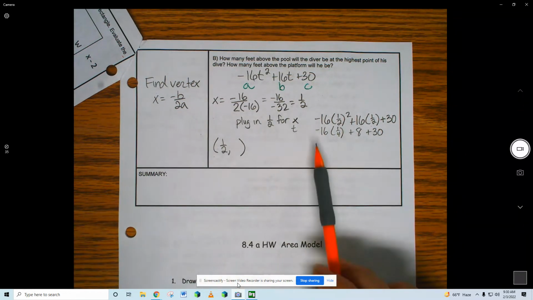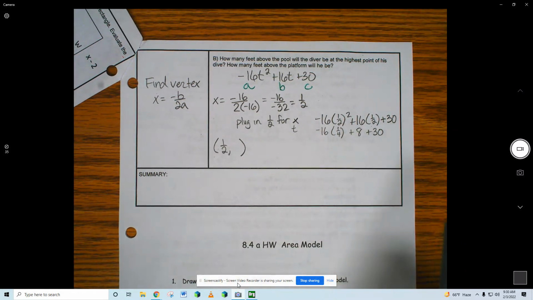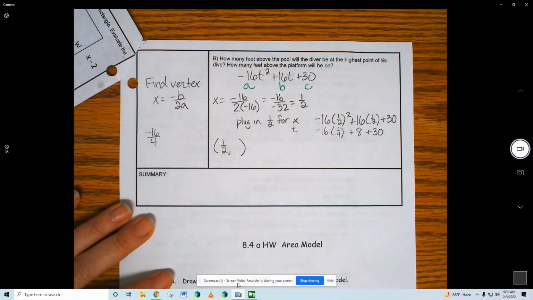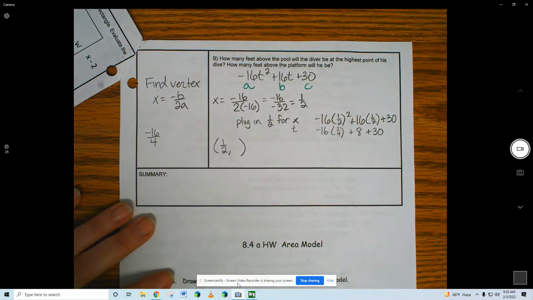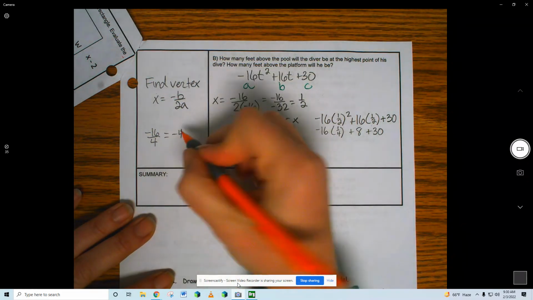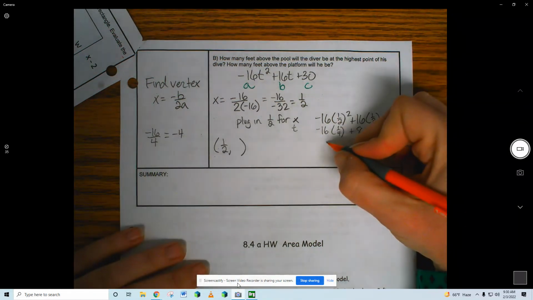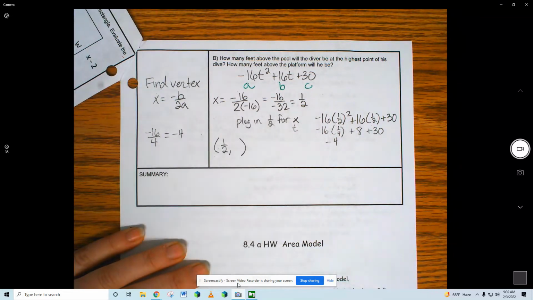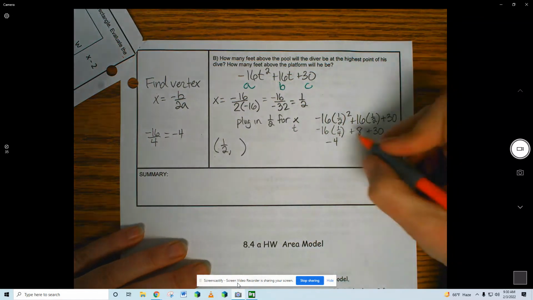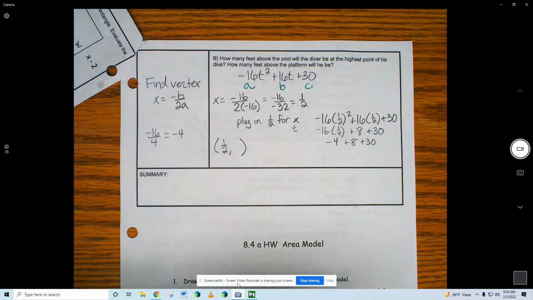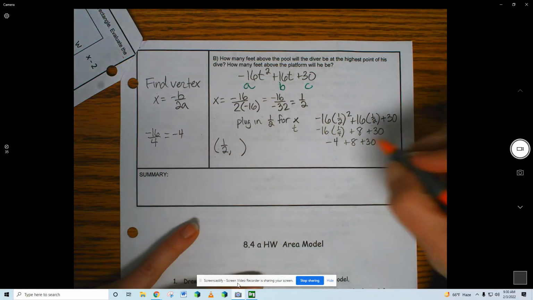So 16 times 1/4, like 16 cut into fourths. 16 divided by 4. 4, 8, 12, 16. Negative 4. Negative 16 times 1/4 is negative 4. Plus 8 plus 30. What'd you get? 34.